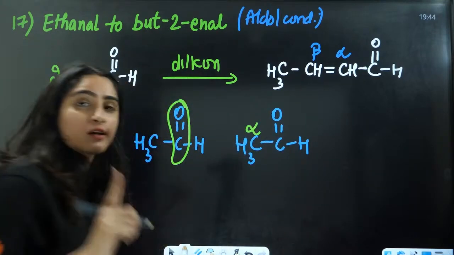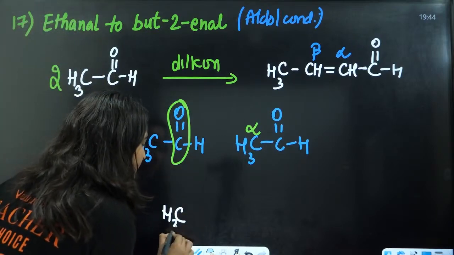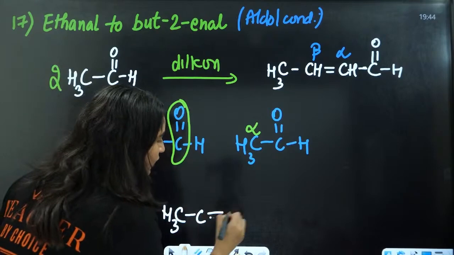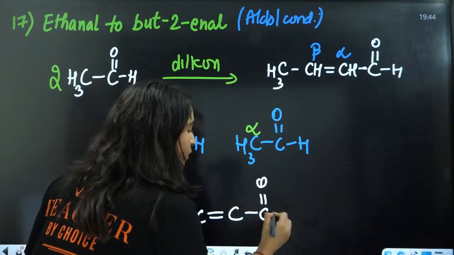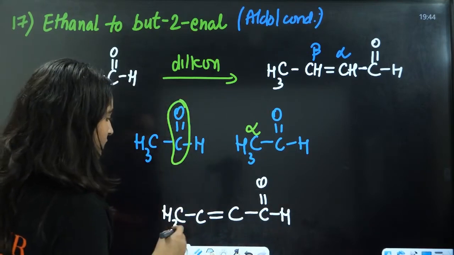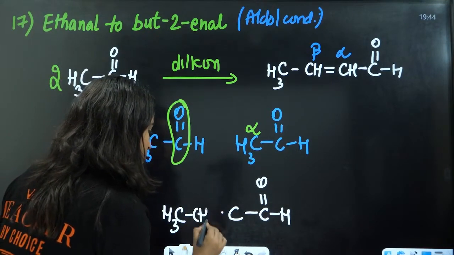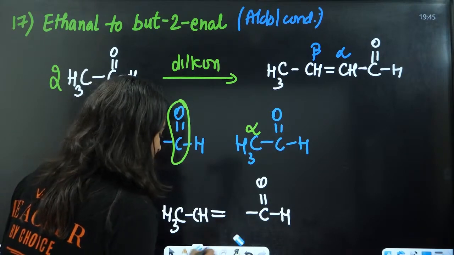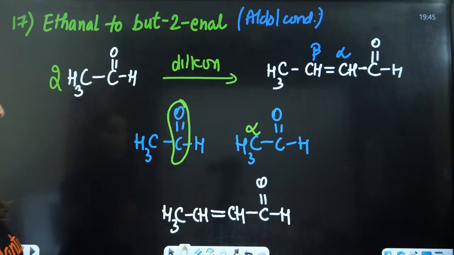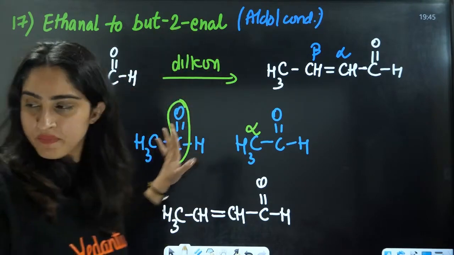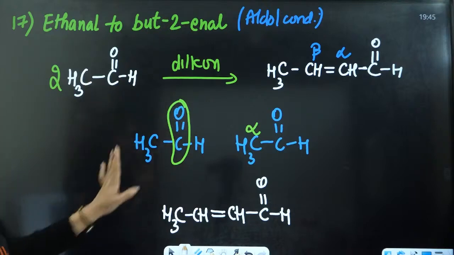So what is the trick for aldol condensation? The carbonyl group of one molecule adds to the alpha carbon of the other molecule, and this is C double bond O, H, and then there will be one hydrogen more here, CH, C double bond, and CH. This is going to be your answer, the desired product. Understood? Very good.